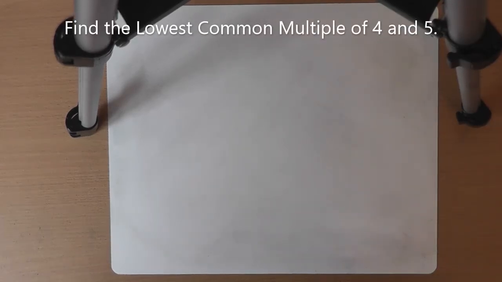Find the lowest common multiple of 4 and 5. Similar kind of question to the factors one, really. It's just that we're talking about multiples here. So this time we are looking for multiples. So we're going to think about multiples of 4, multiples of 5, i.e. the answers to the 4 times table and the answers to the 5 times table. We are going to think about common multiples. So we're looking for numbers that turn up in both lists.